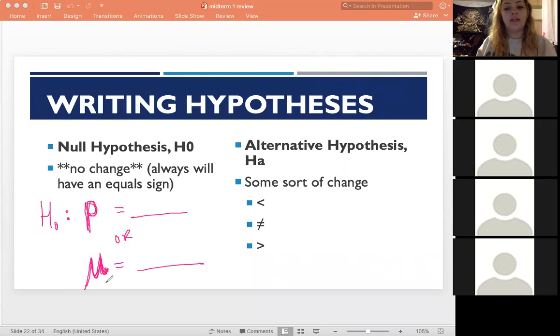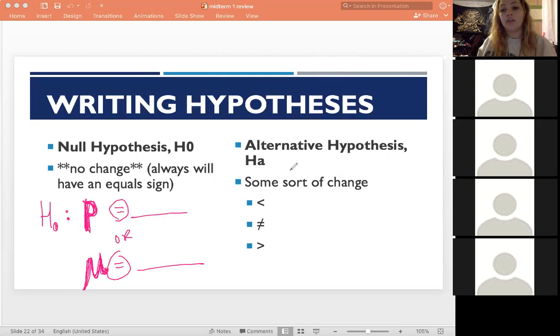So that's the main idea there, and that's why I'm saying to review that chart we looked at the beginning for what the different symbols are. Remember, for confidence intervals, we were using sample statistics, but here we're using population proportions and population parameters. So it's going to look like this. You always want to have that equal sign.